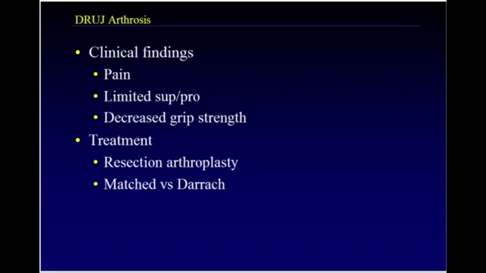So DRUJ arthrosis, the clinical findings are pain, limited supination, pronation of the forearm, decreased grip strength. The treatment for it would be a resection arthroplasty. That can be either through a matched or a DERA type procedure.